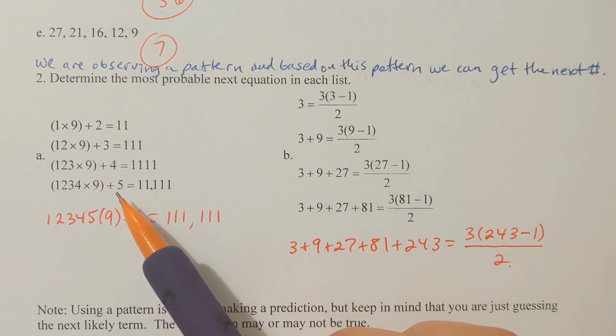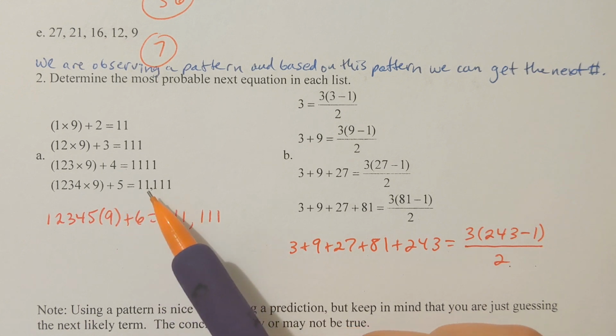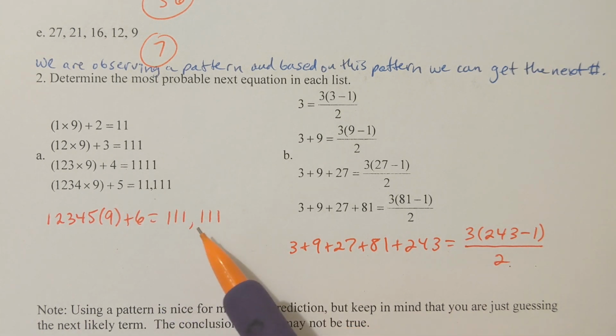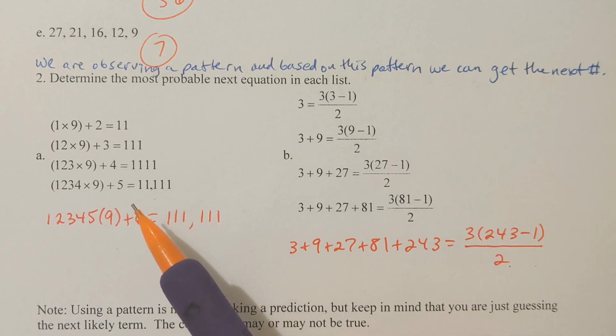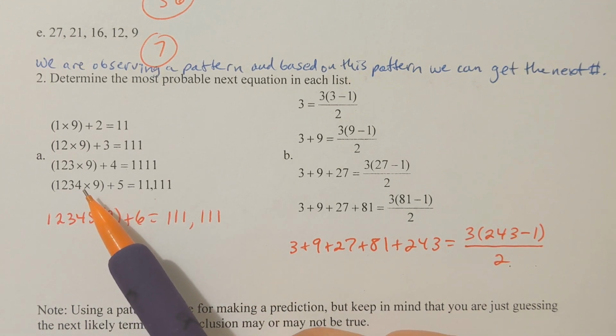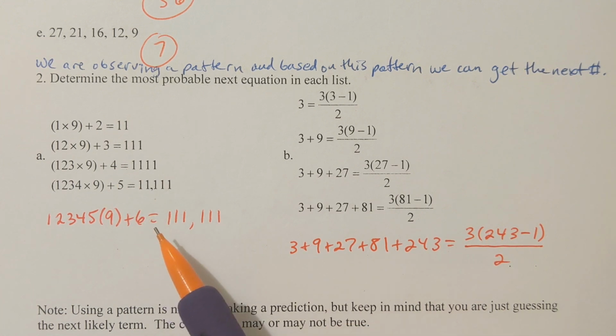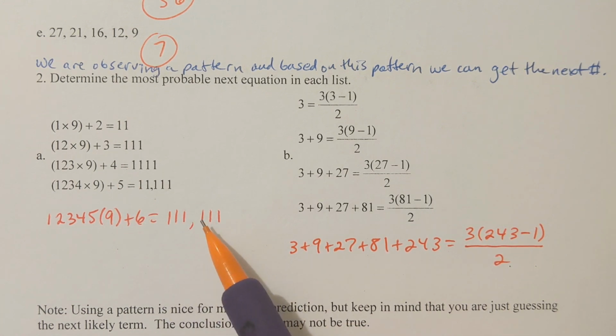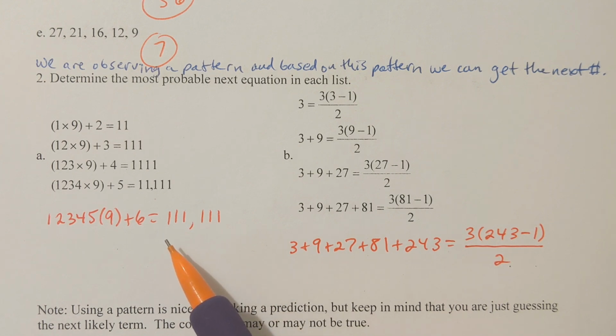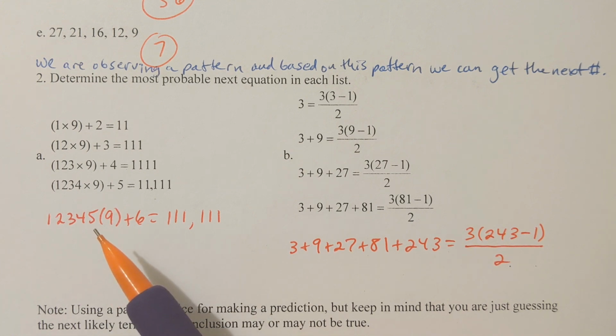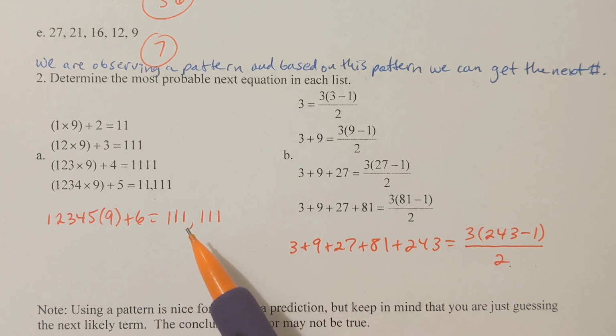Now it looks like all I'm doing here is increasing this number. And by the way, each time it's going to be times 9, and then I'm just increasing the number of ones that I see on the right. So I think I want 1, 2, 3, 4, 5 times 9, and then plus 6, which is equal to 6 ones. Of course, I can check that using my calculator. If I take 12,345 times 9 plus 6, I should get 111,111.